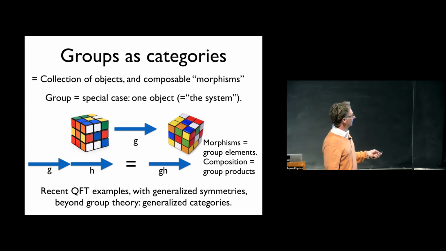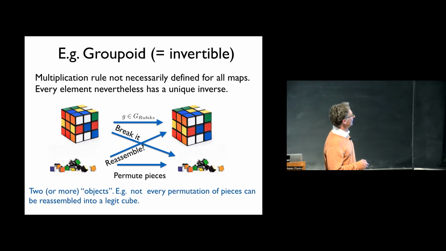For more generalized categories, we need something more than just one object. One example of that is a groupoid, where we have two objects. One way to have two objects is to smash the Rubik's cube into a bunch of pieces. So now we have two objects, the whole Rubik's cube and the smashed Rubik's cube. And we have these transformations like the Rubik's group elements, or breaking it, reassembling it, or permuting the pieces. These are all different things that we can do to these two objects.